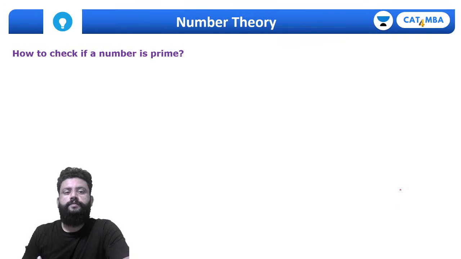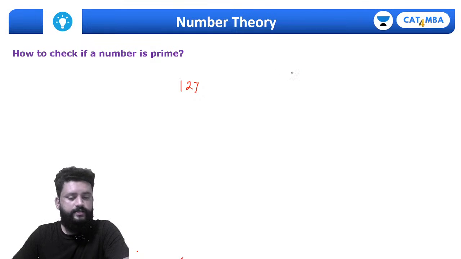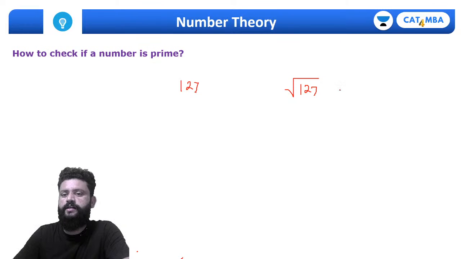Next thing, you need to know how to check if a number is prime. Let's say I have to check 127 if it is prime or not. So first thing you need to do is take the square root of 127. What will the square root of 127 be, guys?